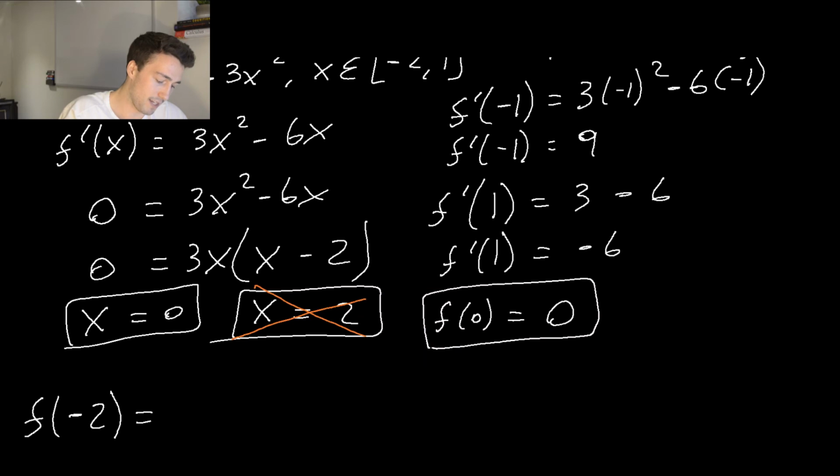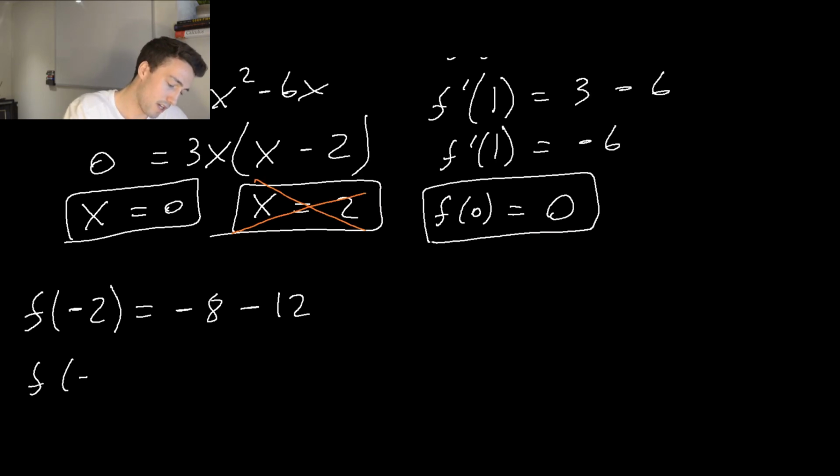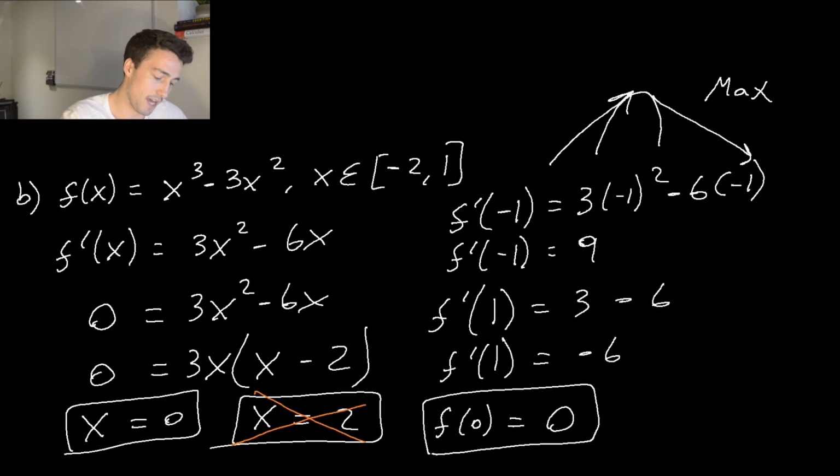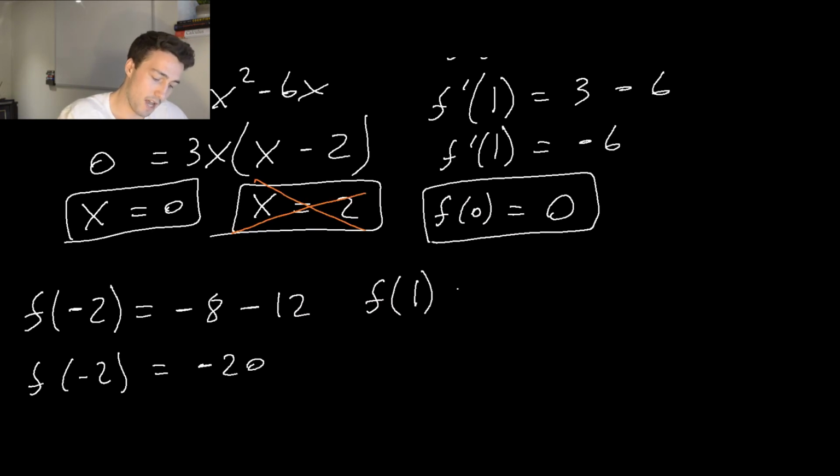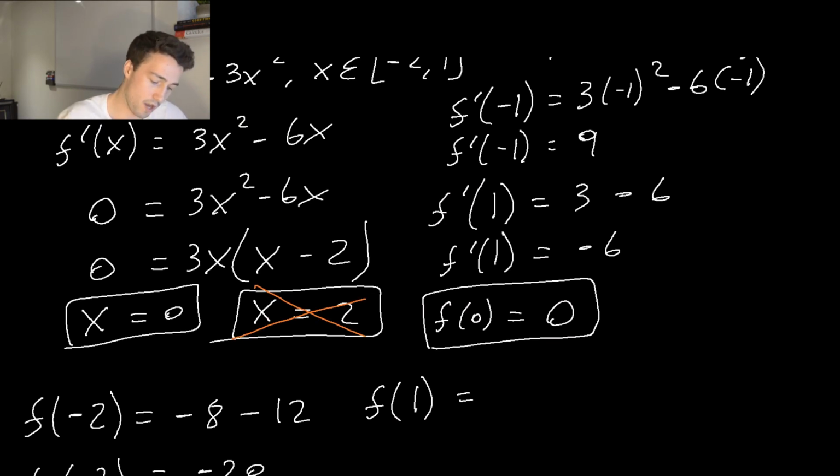So this is going to be -8 minus 12, and that would be the final answer. So this would be -20. So that's one potential minimum value. And then if we put in the value of 1 to see what we get, well, it's going to be 1 cubed, so it's going to be 1 minus 3.